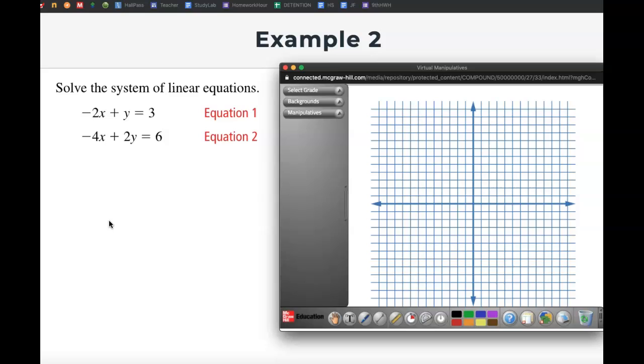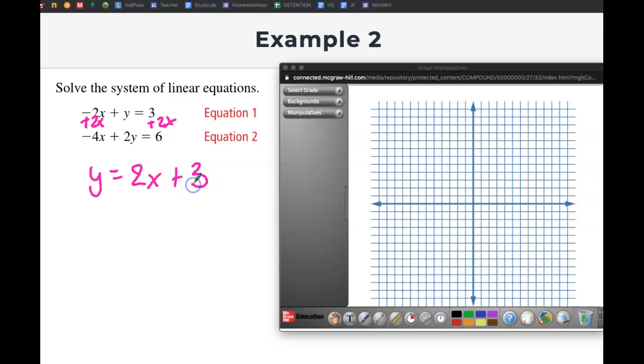Then do we graph it? They're the same thing. Graph it. Just do one line. Don't talk, you're going to get confused. But we're graphing? Yeah, we're graphing. You were supposed to be getting y by itself. Negative 2x plus y equals 3. Negative 4x plus 2y equals 6.